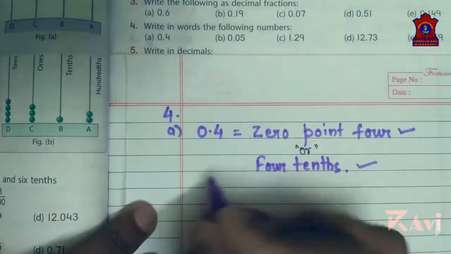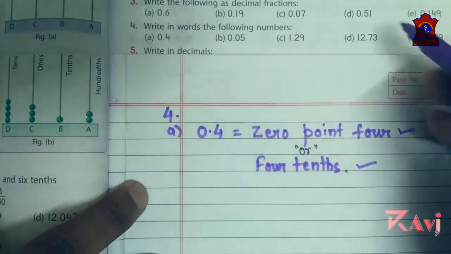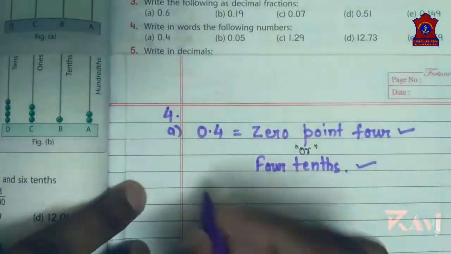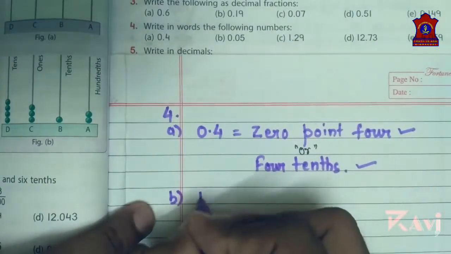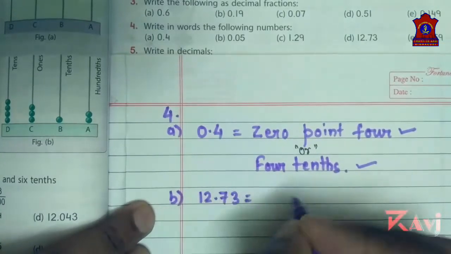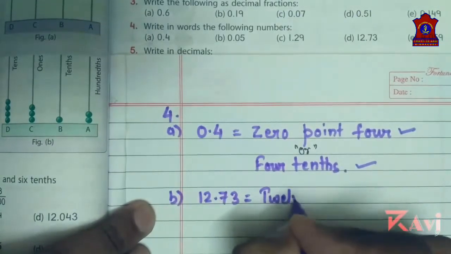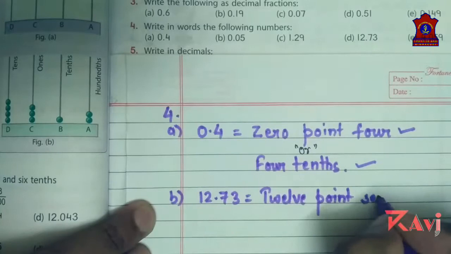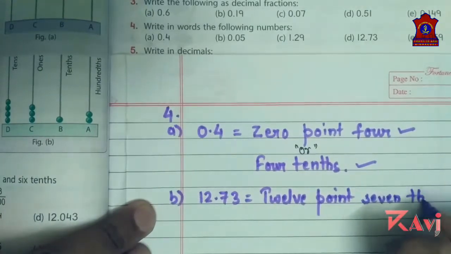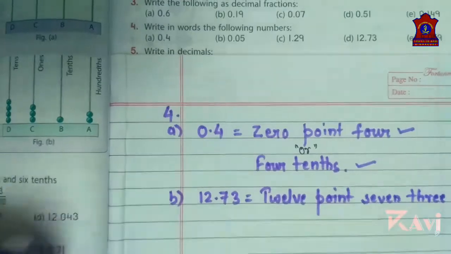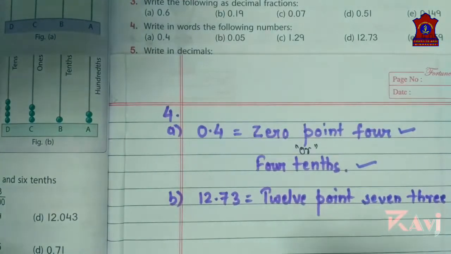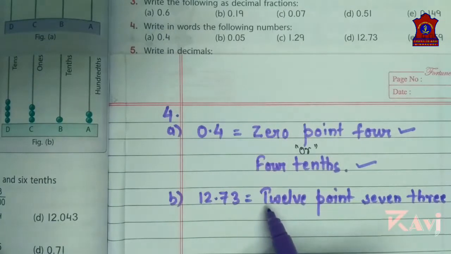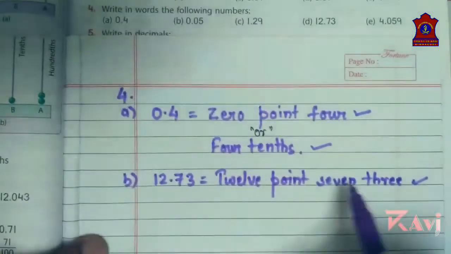Clear? Okay, let me do one more question, like question number D. 12.73. See, how will you write? Twelve point seven three. Clear? See, how will you write in this manner? 12 whole 73 hundredths you have to write. So what I am prescribing you, do in this manner only.